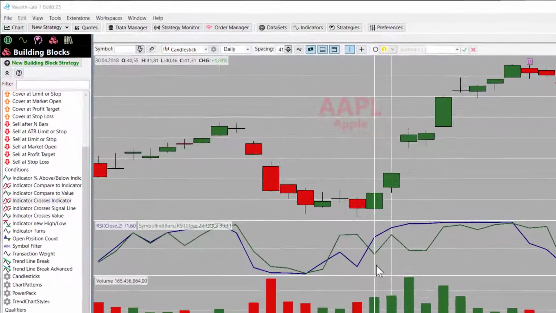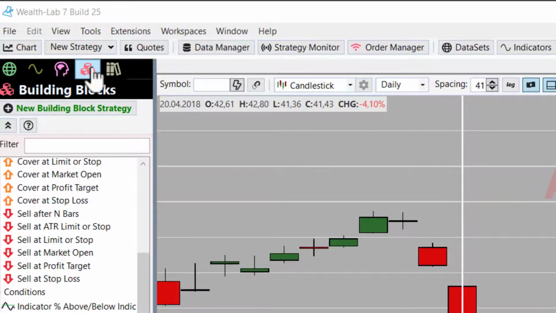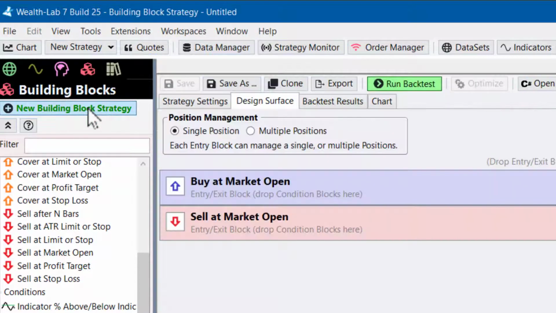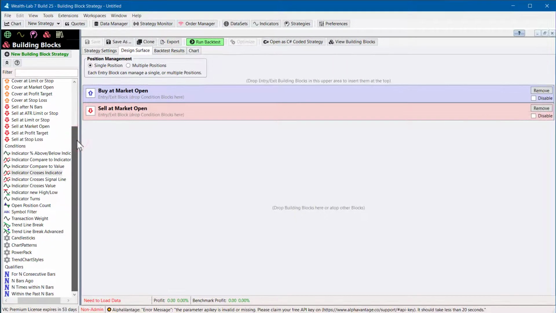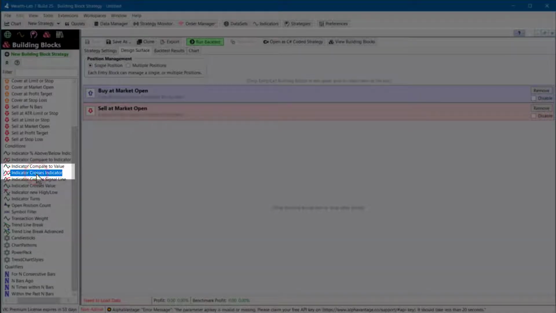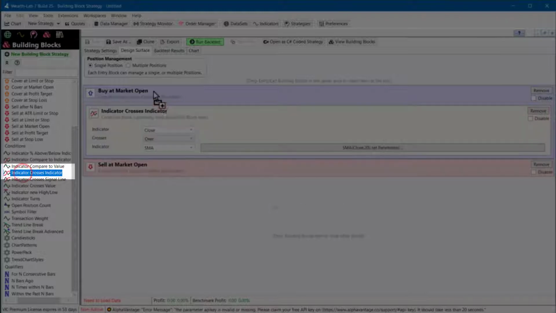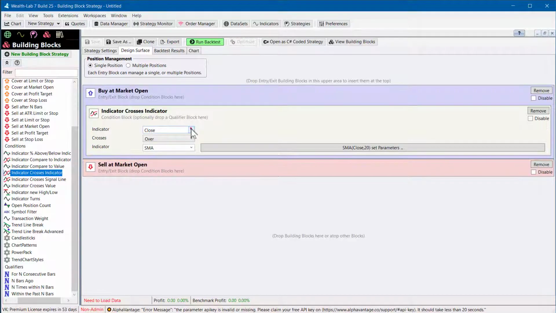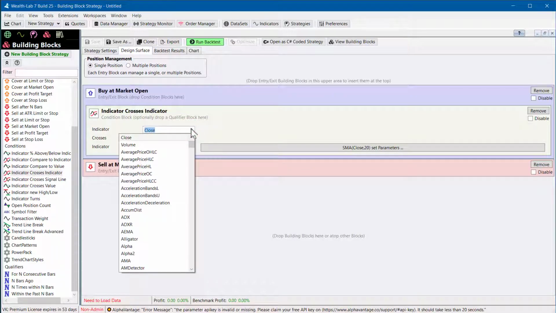First, let's open up the building blocks window. Here we see some predefined order entry blocks. Since we like to buy the stock if the RSI crosses over the RSI from the index, we choose the indicator crosses indicator entry condition.